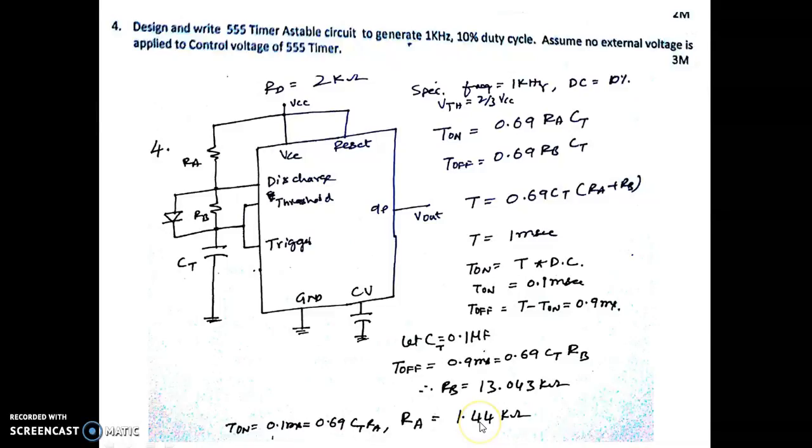Similarly, by substituting the value of CT into this T on expression, we'll get the value of RA as 1.44 kilo ohms. This diode is a must because we need to bypass this RB during the charging time. So the expression for T on is through RA, and for T off it is through RB.